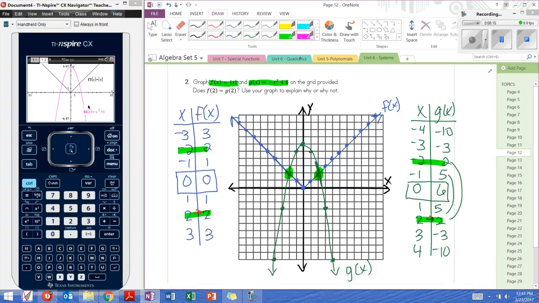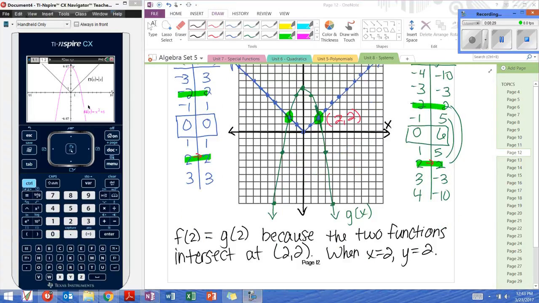And it says here to use your graph to explain why or why not. So how do we know this? Well, we're looking at the intersection point of 2, 2. So let's write an explanation. So I wrote down here f of 2 is equal to g of 2 because the two functions intersect at the point 2, 2. When x equals 2, y also equals 2.